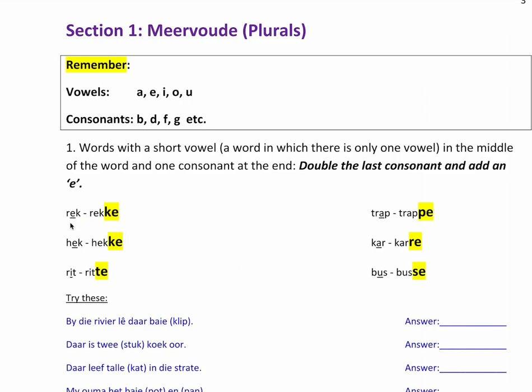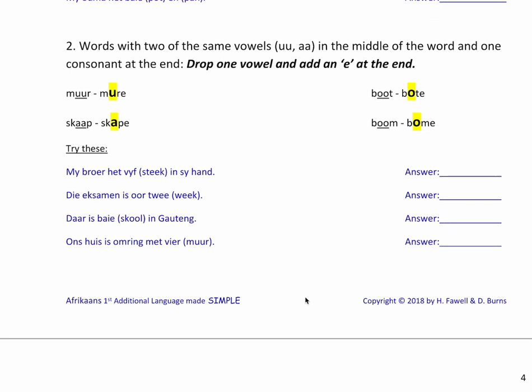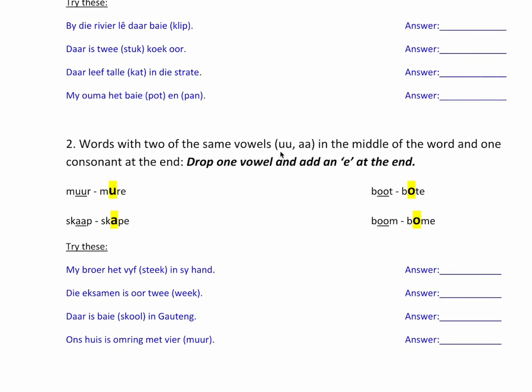Some examples: rak, rakke, hak, hakke, rit, ritte. That's the easiest one to remember. If you go to words with two of the same vowels, like U and A in the middle of the word, and then you have a consonant at the end, you will drop one vowel and then you will add an E at the end. Muur becomes mure, skaap becomes skape, boot will be bote, and boom will be bome. So you can see that I dropped the O there and added an E there.